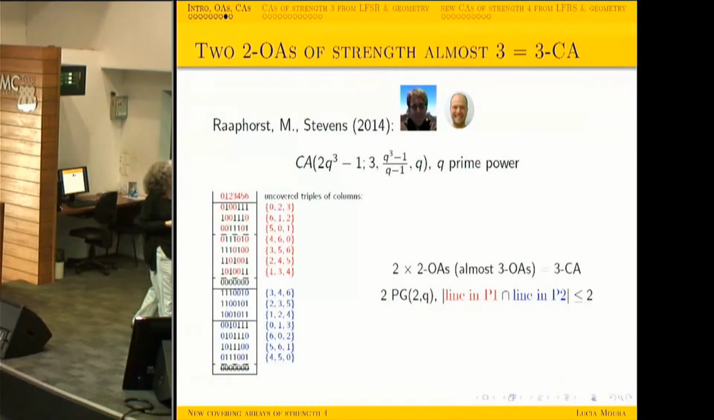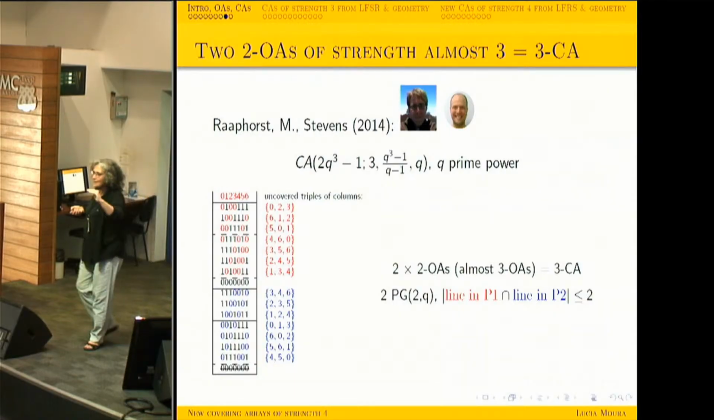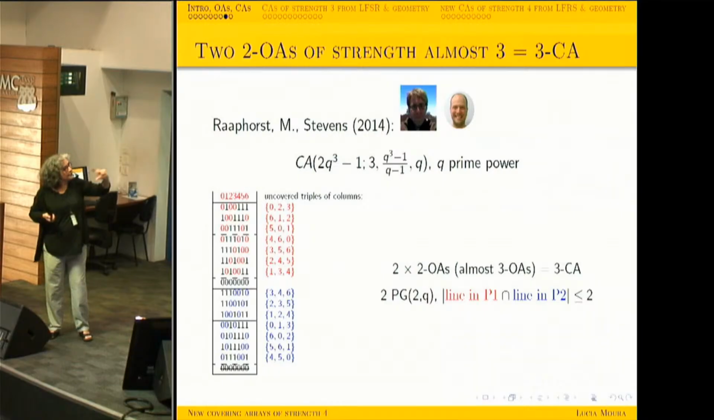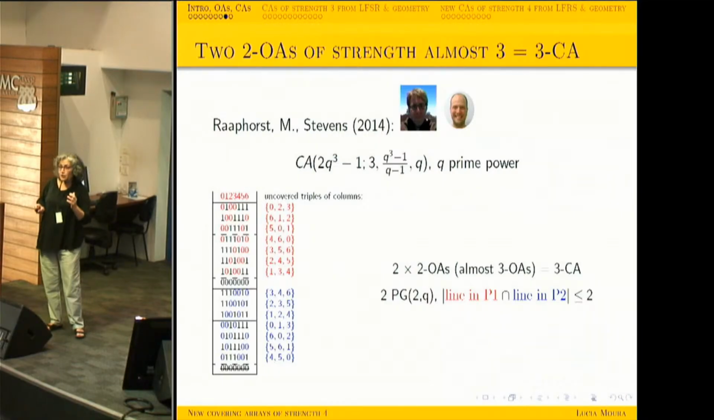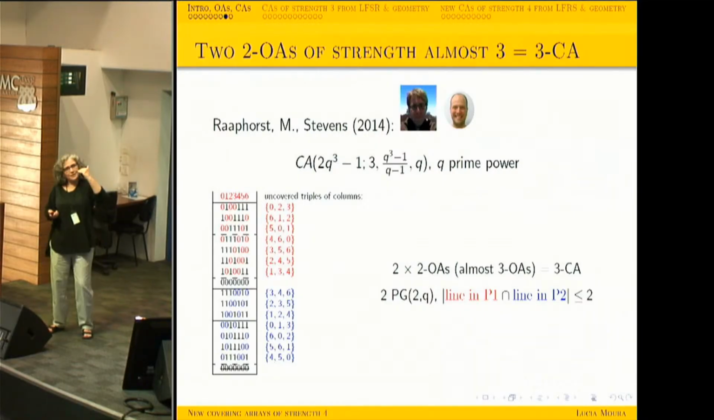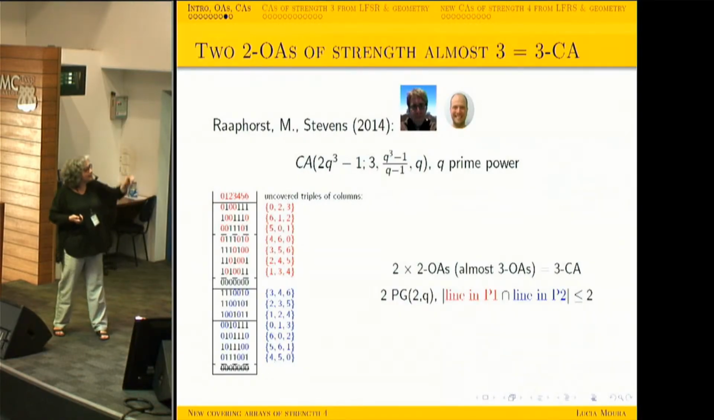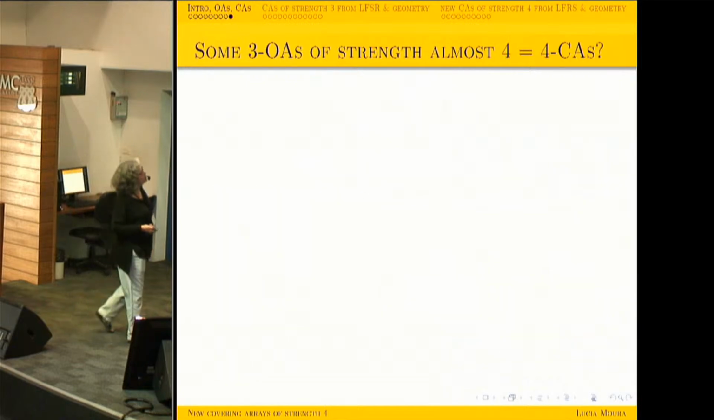And the geometrical property is that things fail on the top array on points that are on the same line in a projective plane of order q. But then you have two projective planes of order q in which triples that are in one projective plane are not in the other. So if it fails in one, it doesn't fail in the other. So there was that geometrical connection.